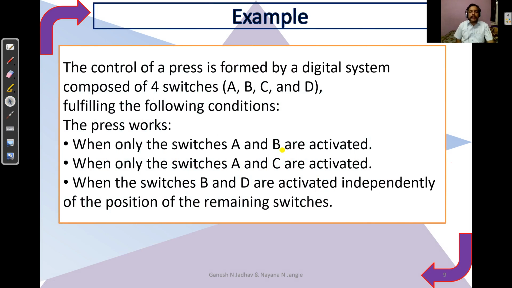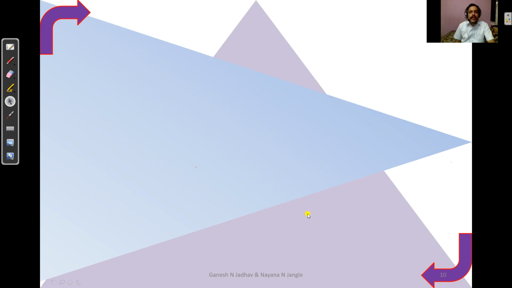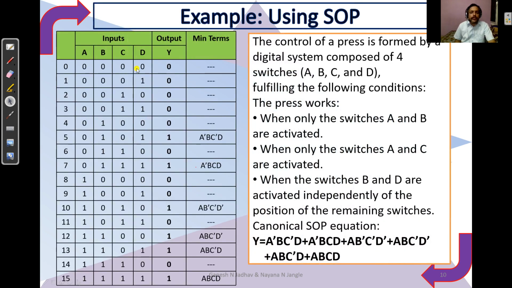I have a control press formed by a digital system composed of 4 switches, A, B, C, D, fulfilling the following condition. The press will work when only A and B are activated, when only A and C are activated, when B and D are activated, independent of the position of all the remaining switches. So let's write down, there are the 4 inputs.